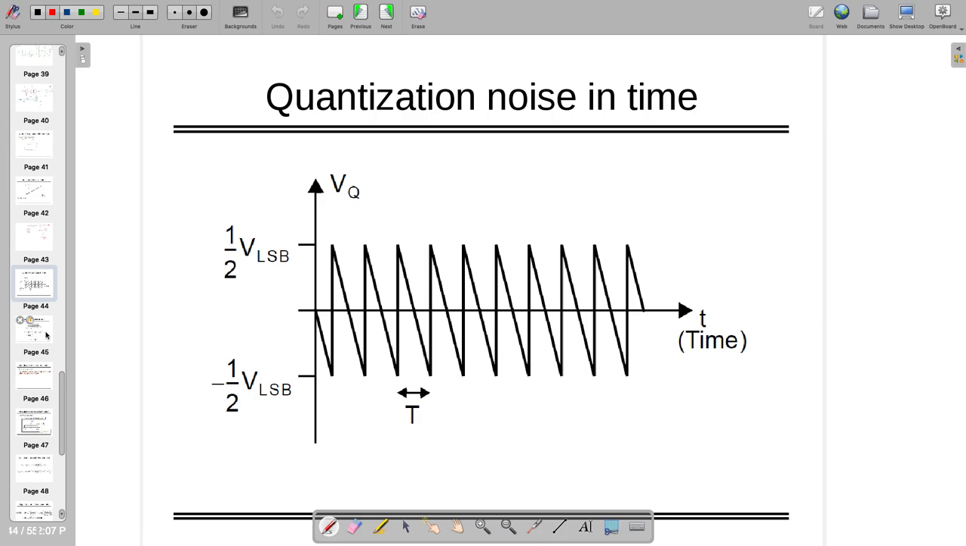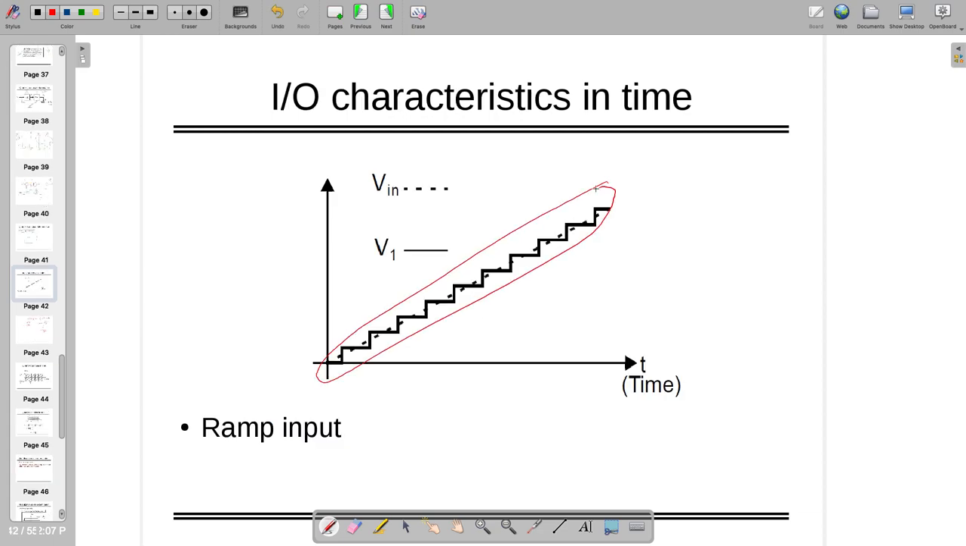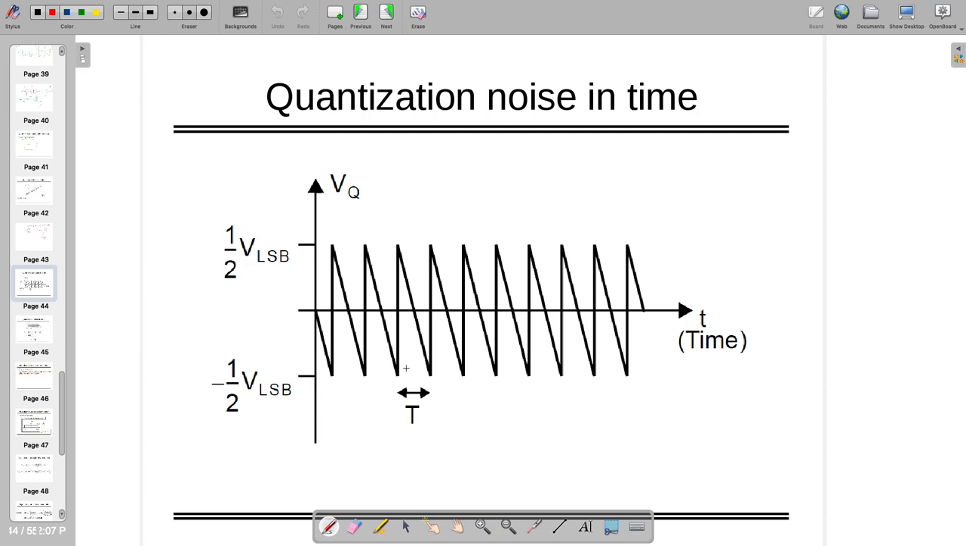And if you are drawing the quantization noise with respect to time, or translate this characteristic with respect to time, you are going to see such a response, where this will be within plus or minus half LSB. And for budget purposes, we are making half LSB our budget for keeping the noise. We understand what quantization noise is, right? Quantization noise in time and quantization noise in amplitude. We know about all these things, and this T is the sample time.